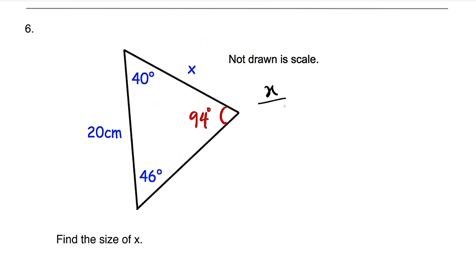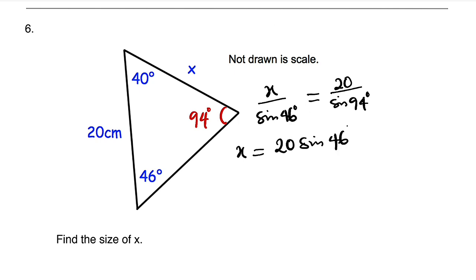So it will be x divided by sine of 46, which is opposite to the side x. This is equal to 20 divided by sine of 94 degrees. X equals, you cross multiply, or you multiply both sides by this. It will be 20 sine of 46 degrees divided by sine of 94 degrees. Use your calculator, press everything. And this is, to one decimal place, 14.4 cm. So this is the value of x we are looking for.